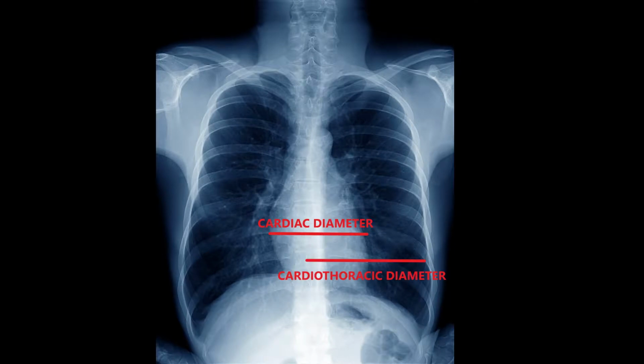We're able to determine whether a heart is enlarged by working out two diameters. The cardiac diameter is located on either side of the cardiac margins, and the cardiothoracic diameter is located between the center of the heart and the chest wall. If the cardiac diameter is larger than the cardiothoracic diameter, that would mean that the ratio is enlarged. If the ratio is more than 0.5, then that means that there is true cardiomegaly.